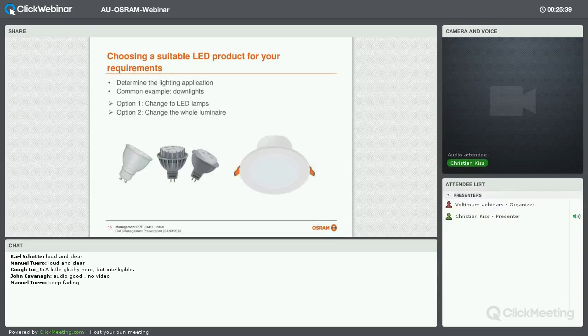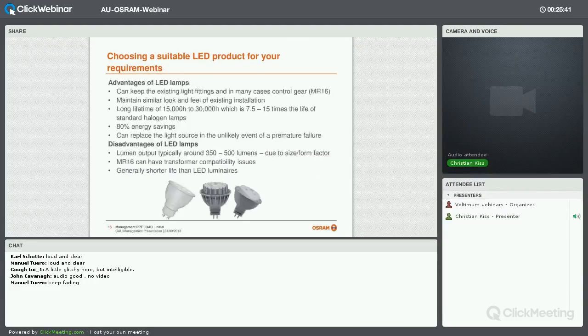That basically is one package. So next slide will go into a bit more detail about that. The advantages of LED lamps is that you can keep the existing light fittings. And in many cases, you can keep the control gear in place as well in the case of an MR16, although I say that with a bit of a caveat.